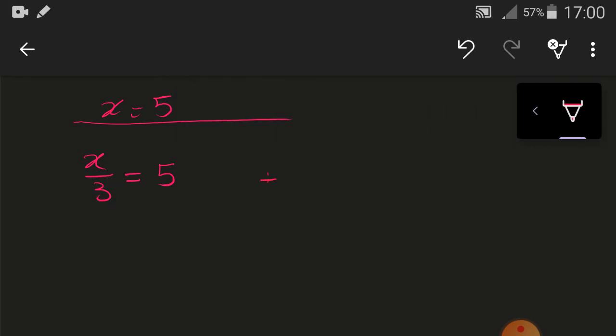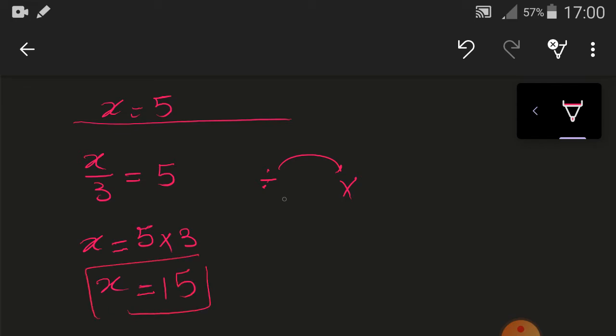This is division here. To send the division to the other side, it will be multiplication. So it will be x, and the 5 will be multiplied by 3, so x will be 15. So as you know, the inverse of each operation: division will be multiplication, multiplication will be division. So now you know the first four simple and easy examples of solving equations in one unknown.